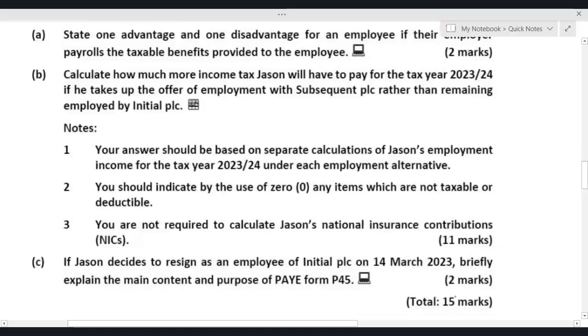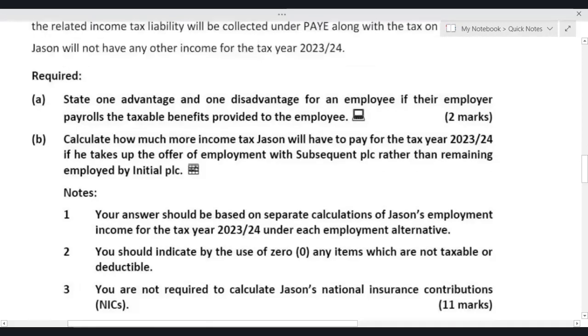It's a 15 marks question. Requirement number one: state one advantage and one disadvantage for an employee if their employer payrolls the taxable benefits provided to the employee. Okay. Actually, if your employer payrolls your taxable benefit, and it normally happens, basically how it works, let me explain.